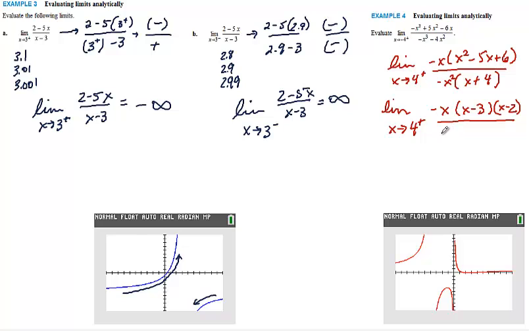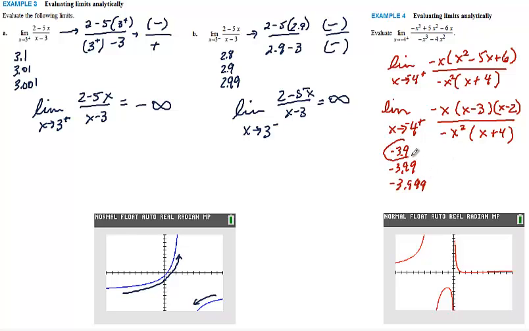I see here nothing factors, so I can't just plug in that 4. So we're going to be approaching negative 4. That negative sign is hard to see in there. Negative 4 from the right. So I want to look at my picture last, but negative 4 from the right means something like negative 3.9, negative 3.99, negative 3.999, something in that. And I'm just going to look at signs at this point.